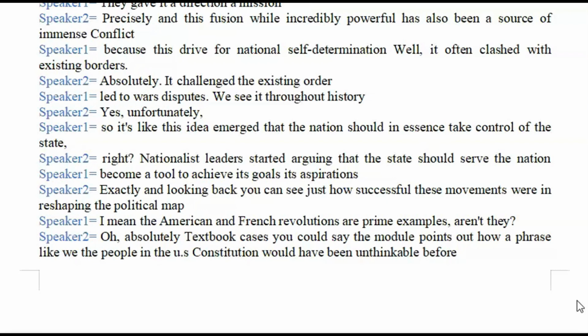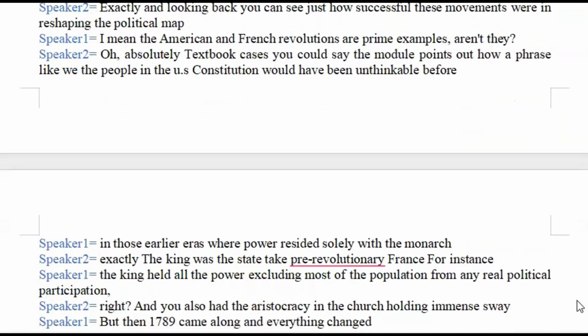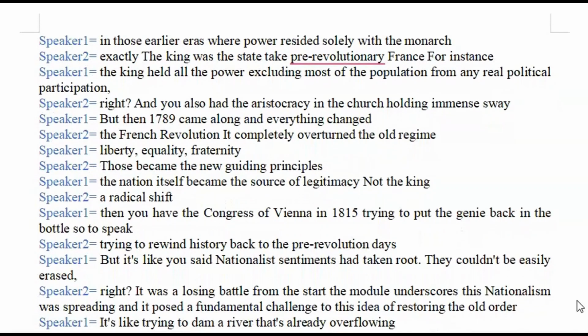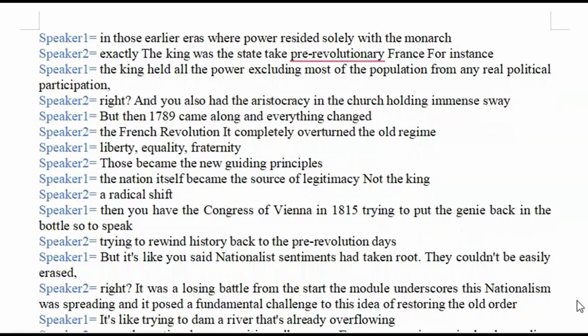I mean, the American and French revolutions are prime examples, aren't they? Oh, absolutely. Textbook cases, you could say. The module points out how a phrase like "we the people" in the U.S. Constitution would have been unthinkable before. In those earlier eras where power resided solely with the monarch, exactly. The king was the state.